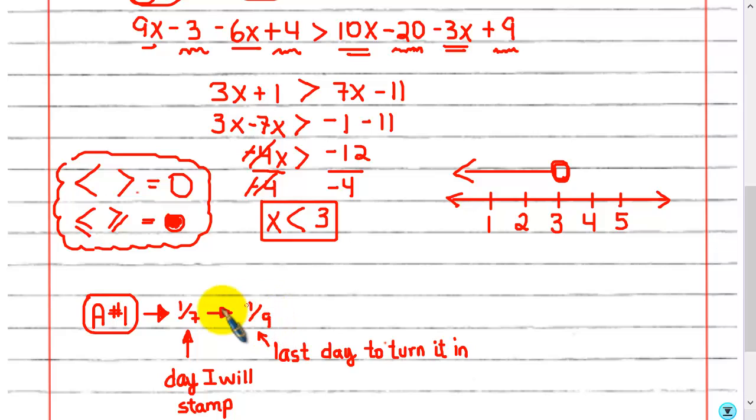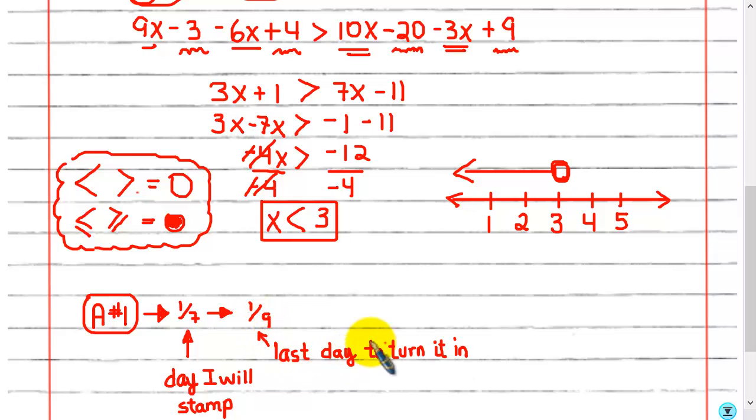Okay, so when I give assignments, you will notice that I will use this notation. Here's the assignment, here's the day I will stamp the assignment, and this is the last day you can turn it in. Okay, remember, if you have an assignment with the stamp, you get 100 points minus whatever else I find wrong. And if you don't get a stamp, that means you lose 20 points, but you still can get 80 points out of the 100 points total, minus whatever else I found wrong. Okay, and you have until that Friday that week to turn it in.